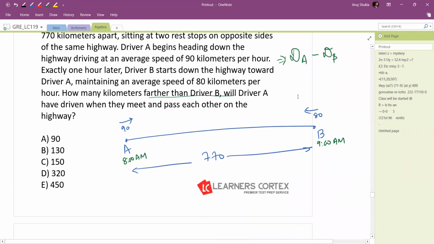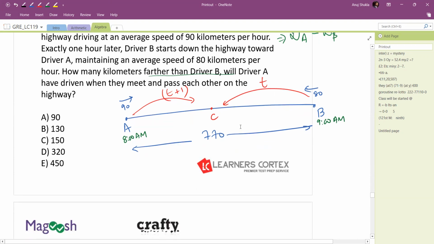Suppose they meet here, suppose this is point C. If A and B both start together, then both will take T time. If they both start at the same time, then A takes T time to reach C and B also takes T time to reach C. But the problem here is A is starting 1 hour before. Then can I say that actually A is not taking T, it is taking T plus 1 hours, and B is taking only T.